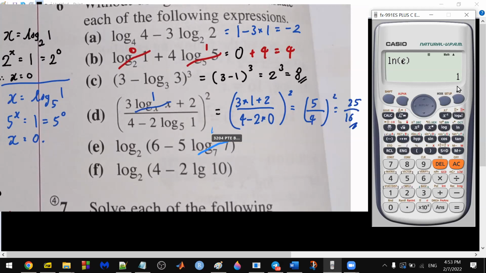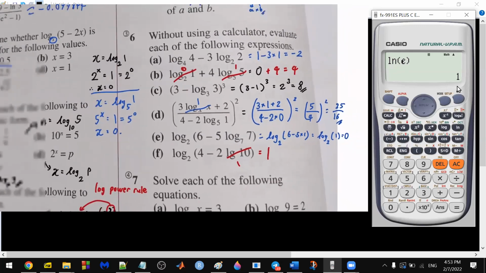Okay. Next one. Log 7 base 7. Is it 0? Let's check. Base 2, 6 minus 5 times 1, which is log base 2 of 6 minus 5, which is a 1, which is a 0. Correct. Yes. How about lg 10? What's lg 10? It's 1. So 4 minus 2 times 1 is 2. Log 2 base 2, 1. Correct. Good.